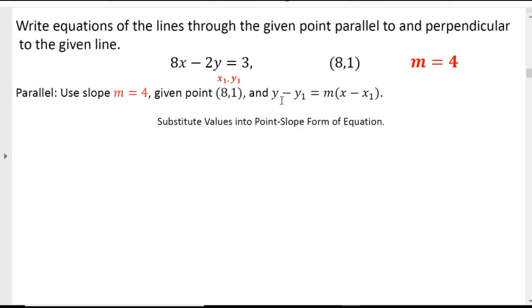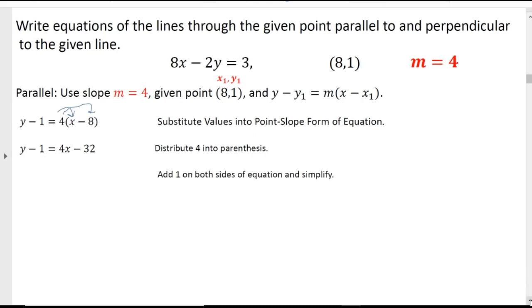And then we're going to use the point-slope form of the equation. So we're going to plug in these numbers. We have y minus 1 is equal to the slope, which is 4, times x minus 8. We're going to distribute that 4 into the parentheses. And so we end up with y minus 1 equals 4x minus 32.